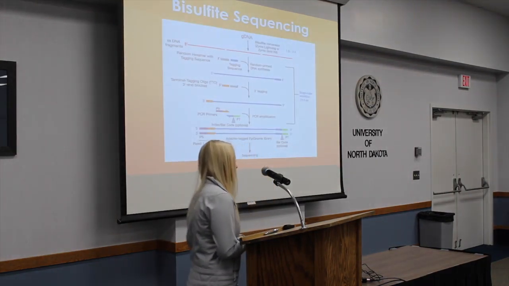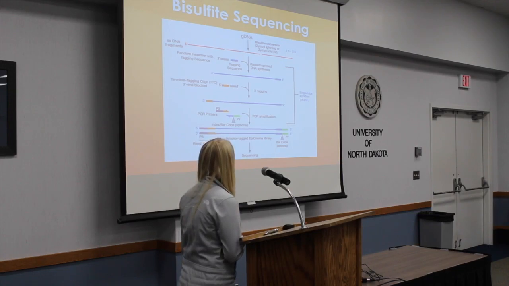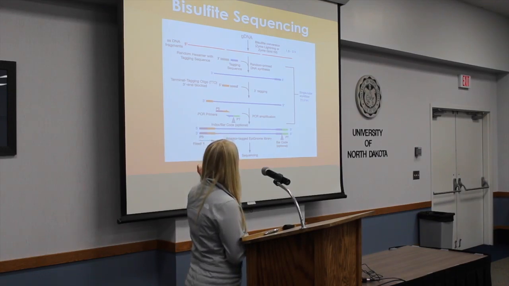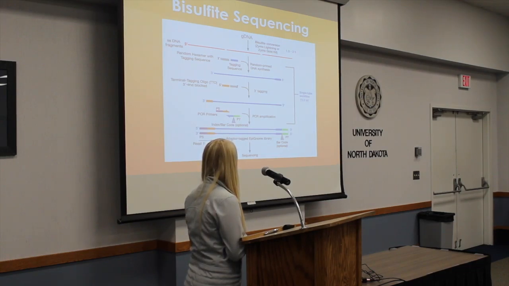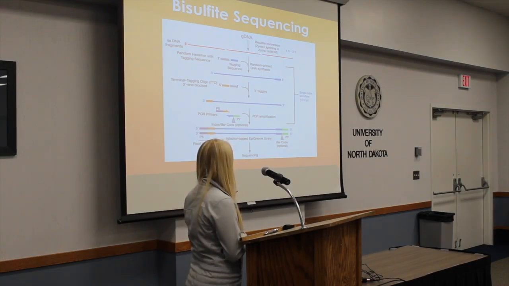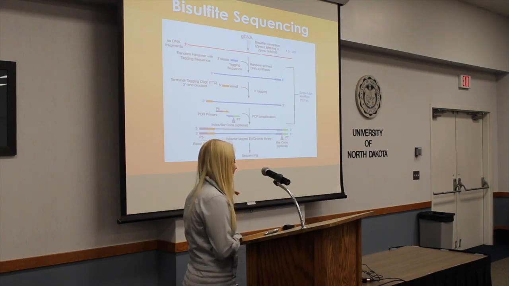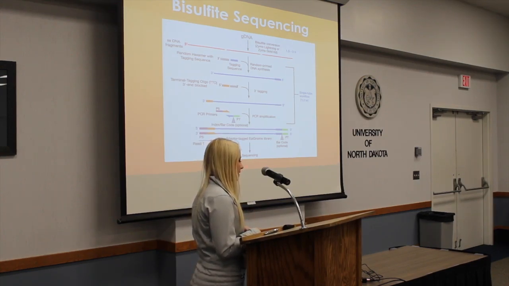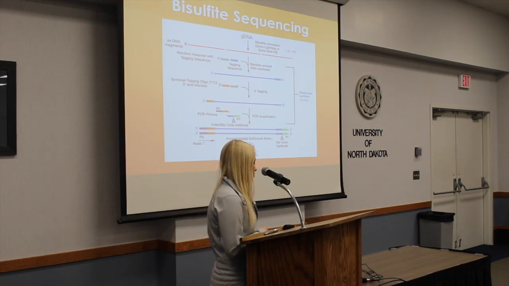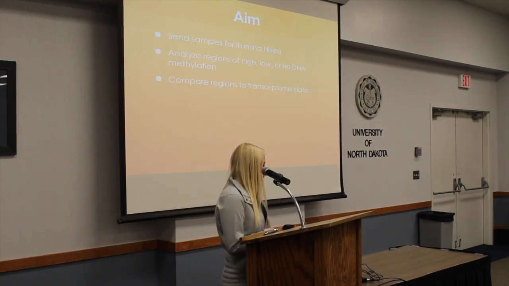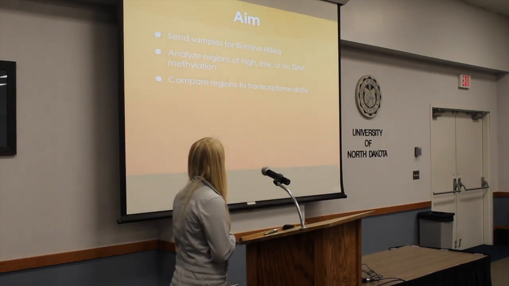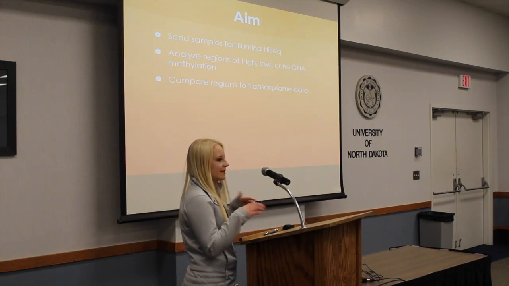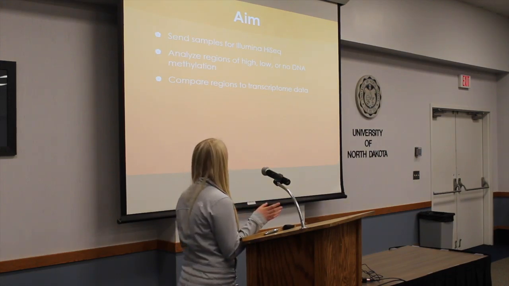So this is just an overview of bisulfite sequencing. You'll notice that we fragment the DNA, we repair the 3' ends, and then we tag them with adapters. And at the bottom, you'll notice that there have to be 2 adapters ligated on both the 5' and 3' ends. This is just for Illumina sequencing when they do their bridge amplification steps. So our main goal for this project is to be able to send these samples off to Illumina so we can get our sequencing.